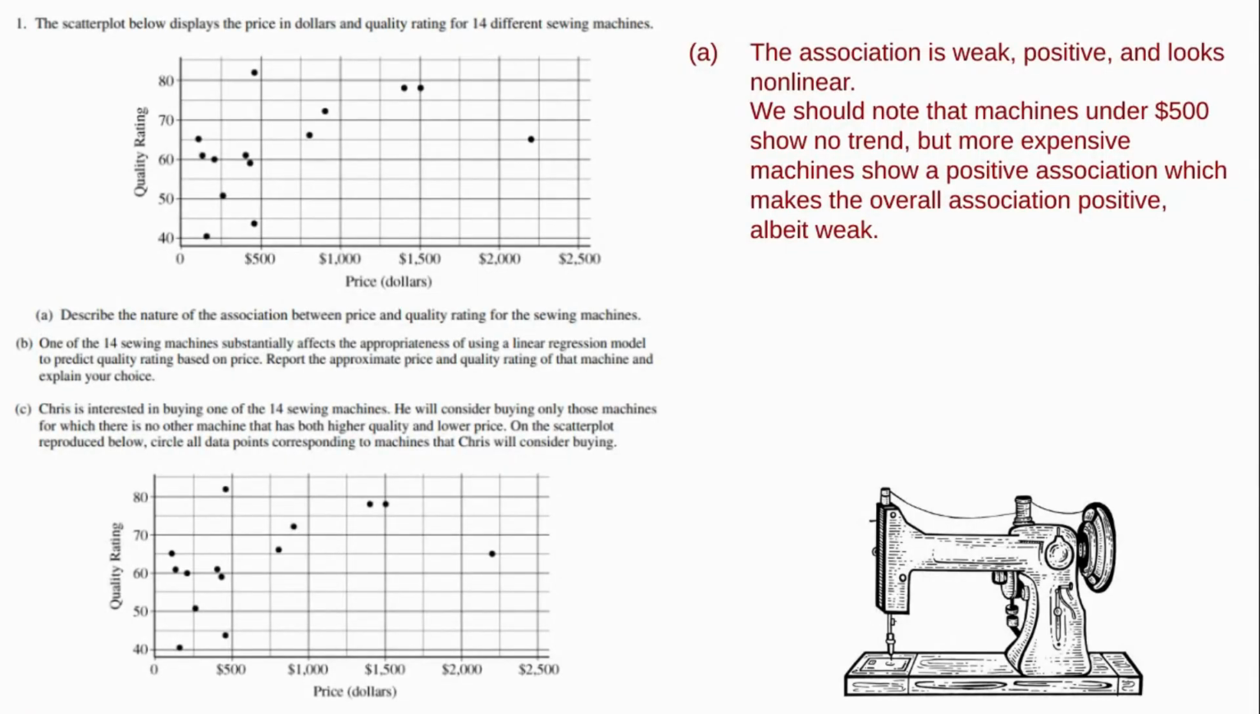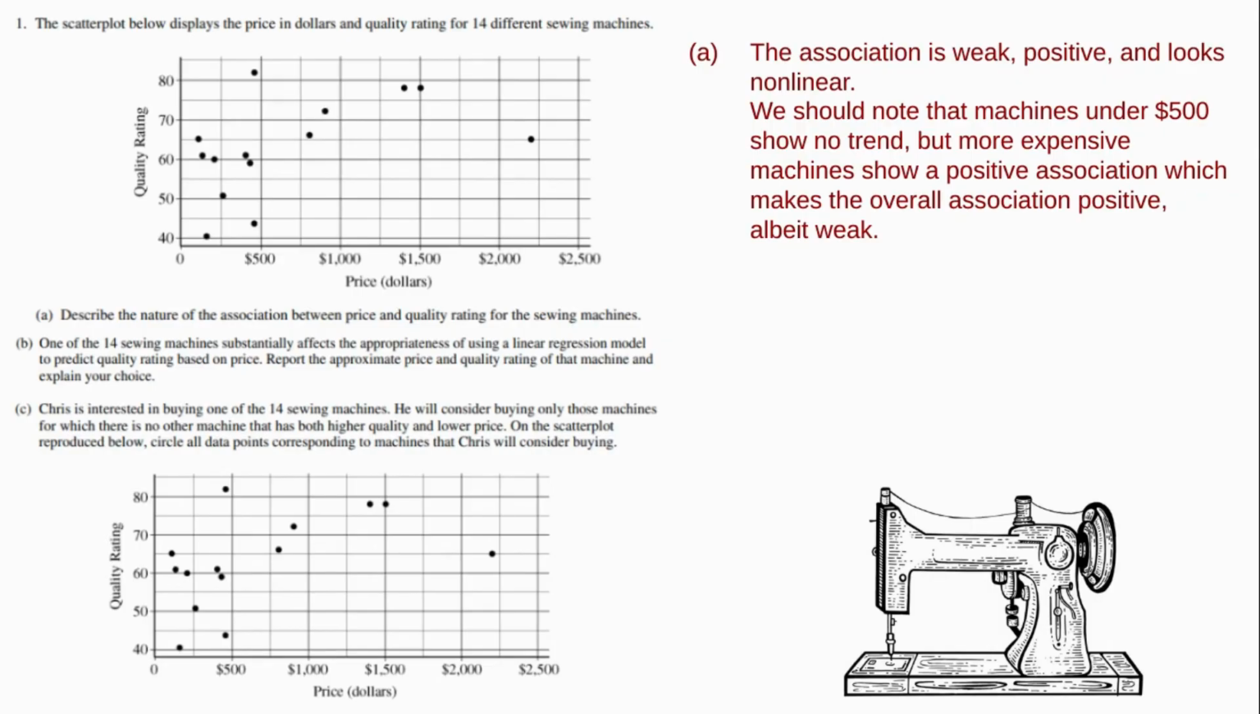Let's look at Part B. One of the 14 sewing machines substantially affects the appropriateness of using a linear regression model to predict quality rating based on price. Report the approximate price and quality rating of that machine and explain your choice. Pause the video, try B on your own, and then unpause the video when you want to check your solution.